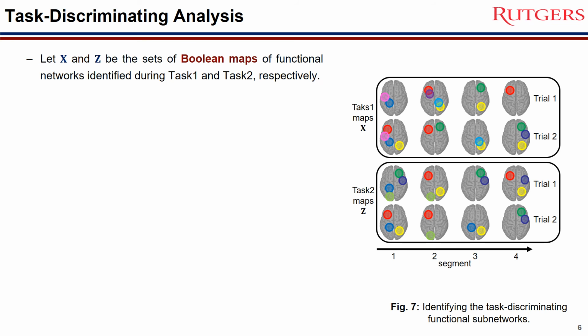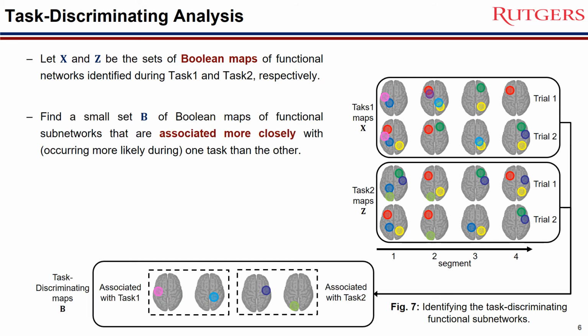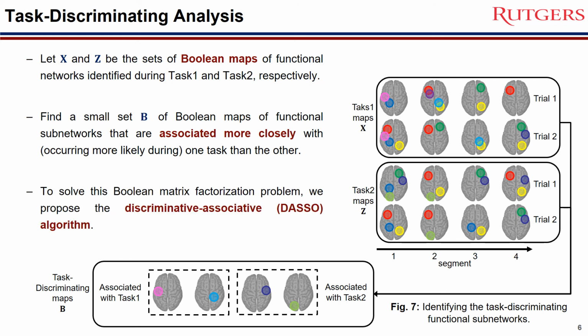Task-discriminating analysis. Let X and Z be the sets of Boolean maps of functional networks identified during Task 1 and Task 2 respectively. Find a small set B of Boolean maps of functional subnetworks that are associated more closely with one task than the other. To solve this Boolean matrix factorization problem, we propose the discriminative associative, or DASO, algorithm.